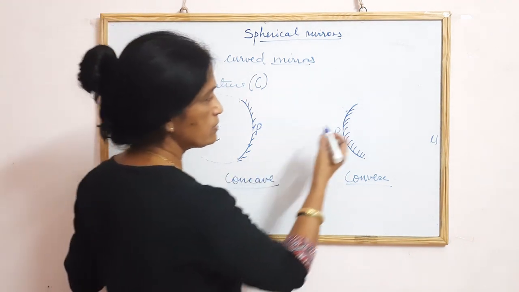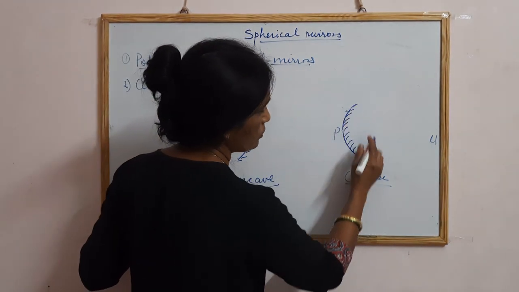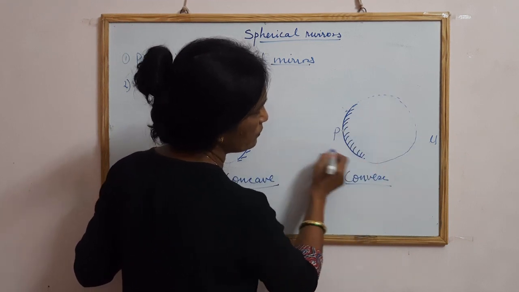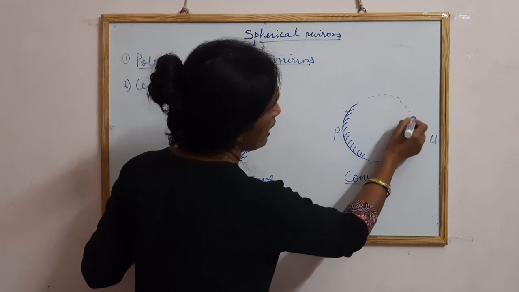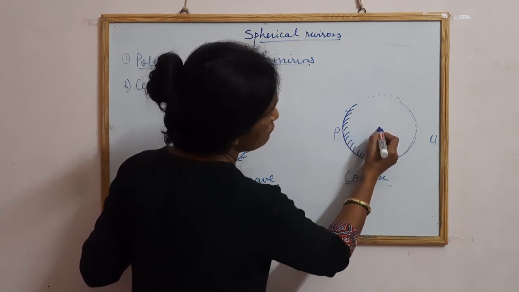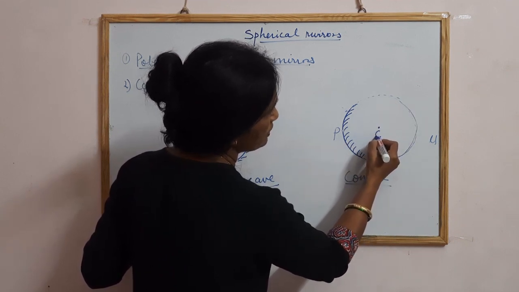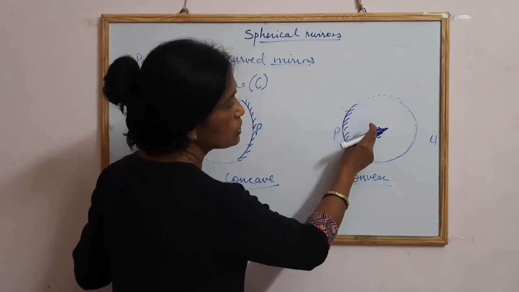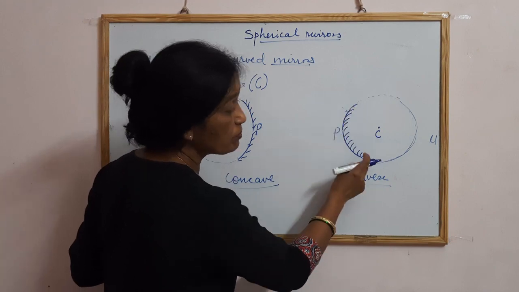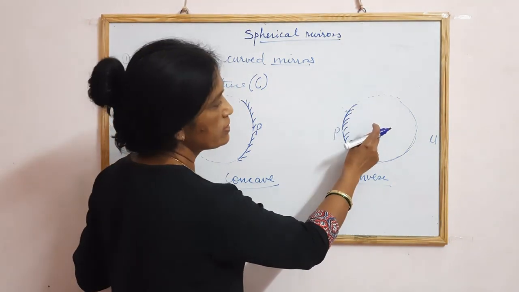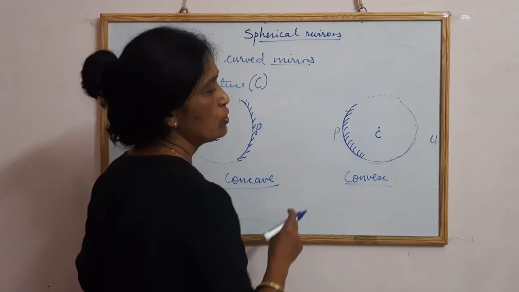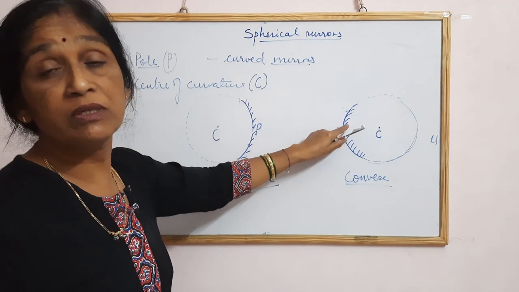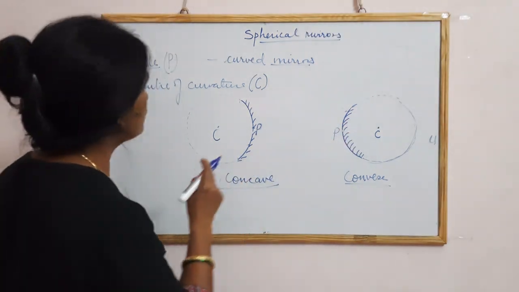This curvature piece also is a part of some sphere, and let the center of this sphere be this one. So this point C is also the center of this curvature piece. So center of curvature is the actual center of the sphere of which this mirror is a part. So that is center of curvature.